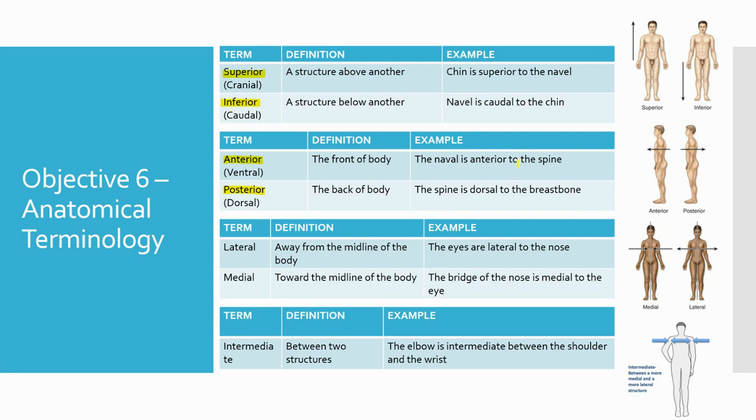And so once again, you have some examples there. The navel is anterior. The navel is your belly button. The navel is anterior to the spine, and then the spine would be dorsal to the breastbone.